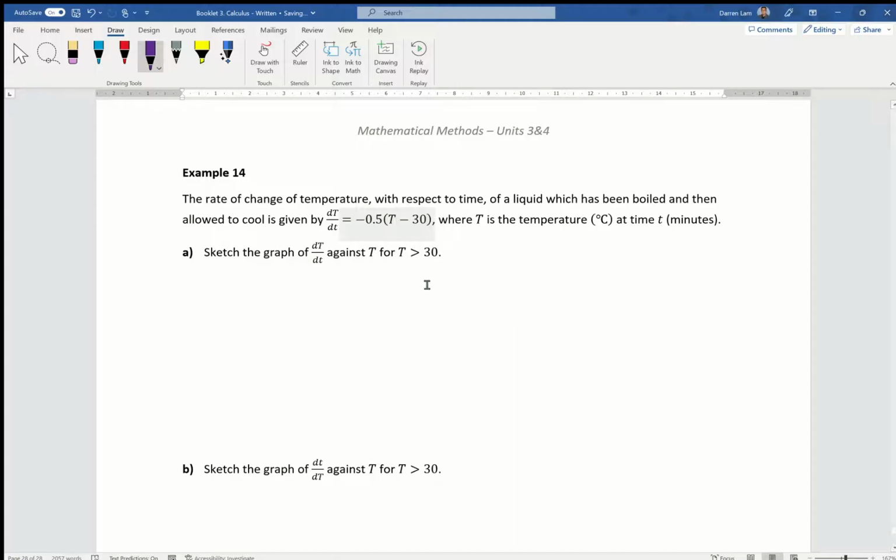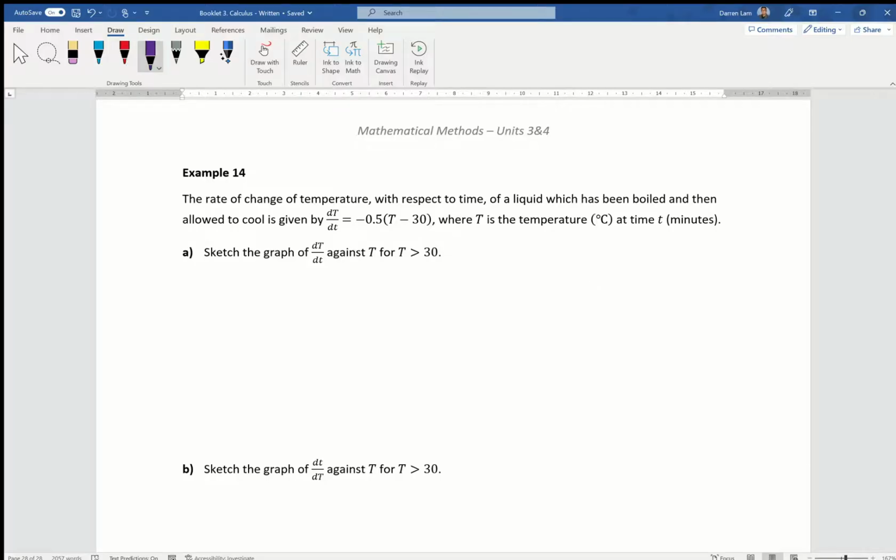I'm going to try and stick to using the left side of the page, because I want to use the right-hand side of the page to put in my two different questions. The rate of change of temperature with respect to time of a liquid which has been boiled, then allowed to cool, is given by dT/dt, where capital T represents temperature and little t represents time. We have a function -0.5 t minus 30. Sketch the graph of dt over dT against t for t greater than 30.